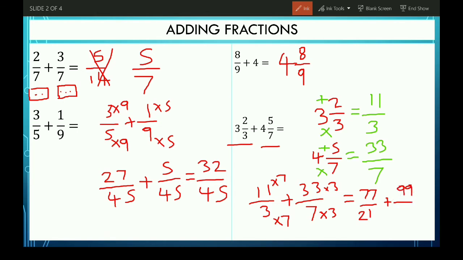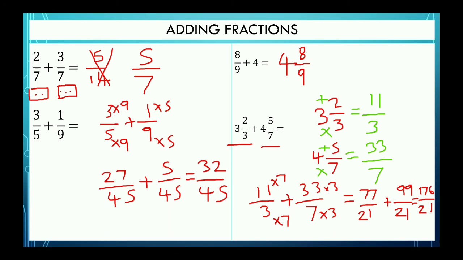And 99 over 21. Now can I add the numerators? Of course I can. So if I add the numerators now, what do I end up with? I need to do 77 plus 99. That gives me 176 over 21. Remember, I do not add the denominators in this question. Now, that is the answer, 176 over 21. But if I wanted to go further, I could simplify this answer further.